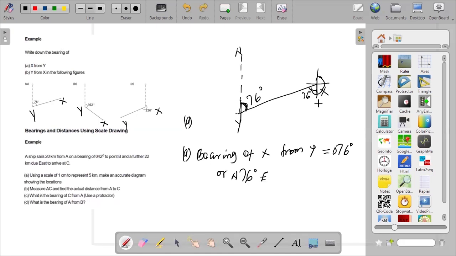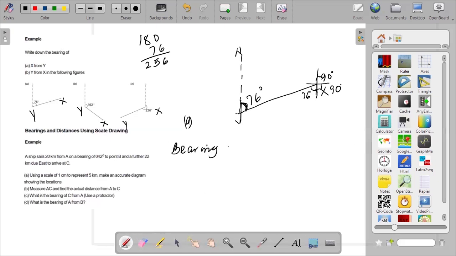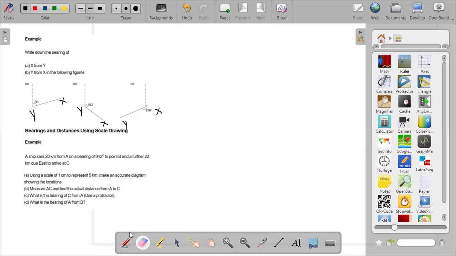Now, how do we calculate that? This angle here is 90 degrees, and this one here too is 90 degrees. So 90 plus 90 is 180. Then 180 plus 76, that is 256. So the bearing of y from x is 256 degrees in three-digit bearing. And question B, let's draw it with a ruler.